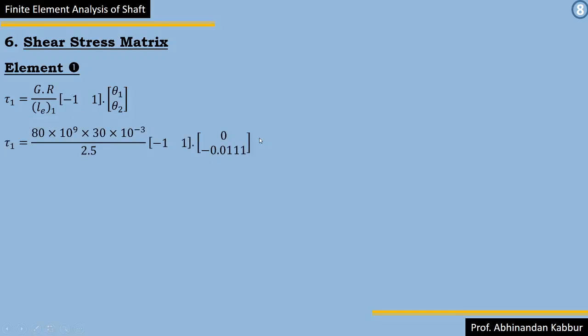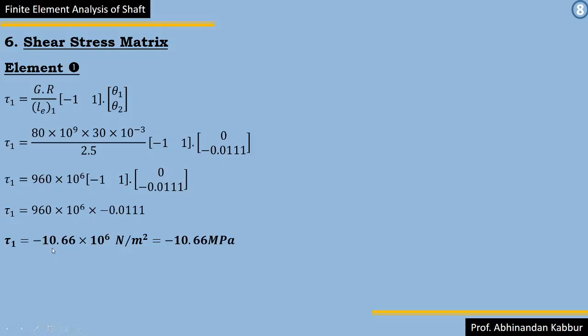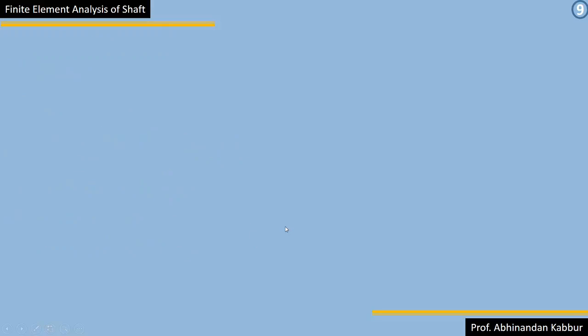So let us substitute the values: G is 18 into 10 to the power of 9. I have given the diameter as 60, so the radius will become 30, but that should be in meters, so it is 30 into 10 to the power of minus 3, divided by the length of the element, which is 2.5 meters, times minus 1, 1, with theta 1 as 0 and theta 2 as minus 0.0111. After solving this, I get tau 1 as minus 10.66 into 10 to the power of 6, nothing but minus 10.66 megapascal. If you remember, I got the same value using mechanics of materials.